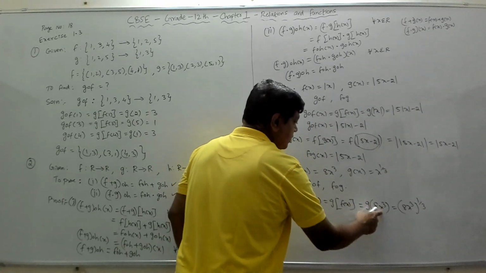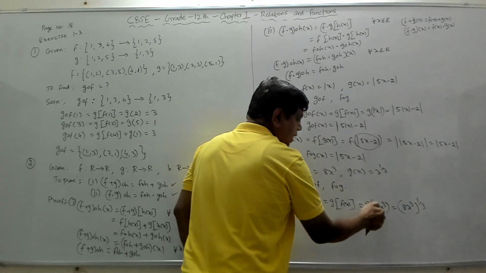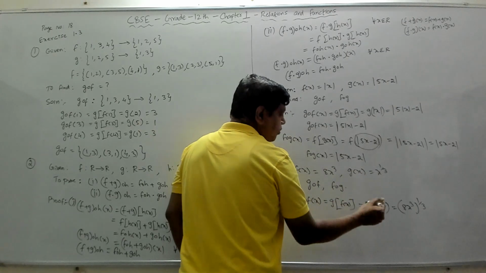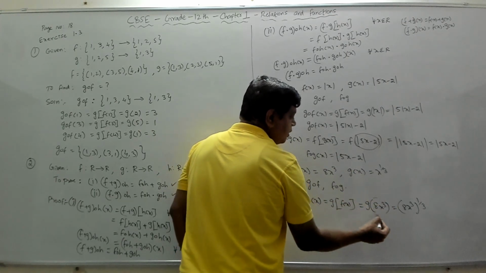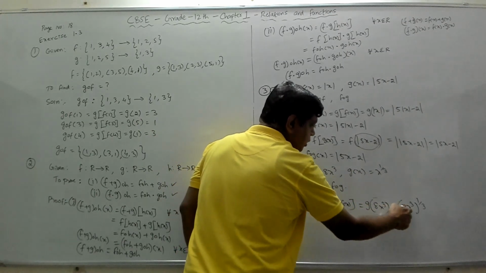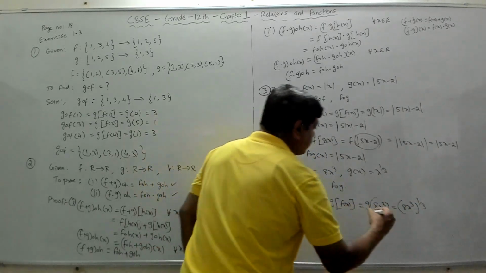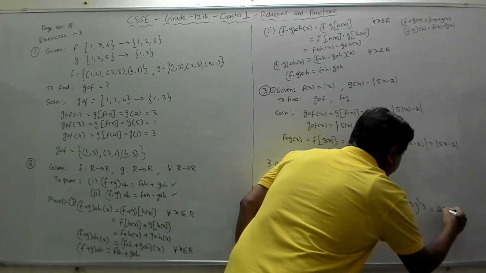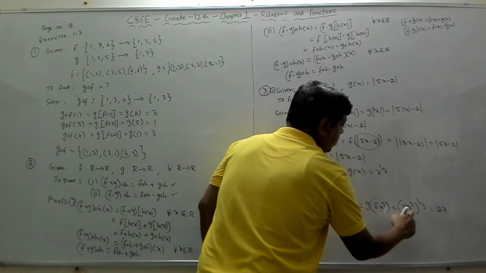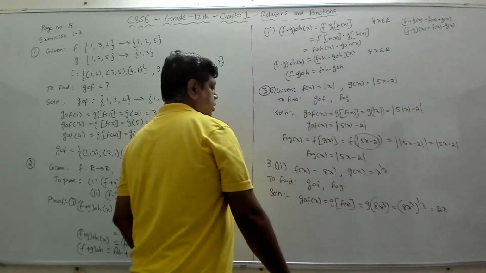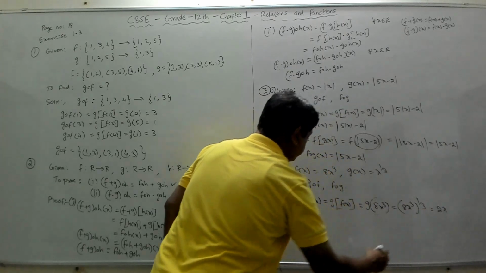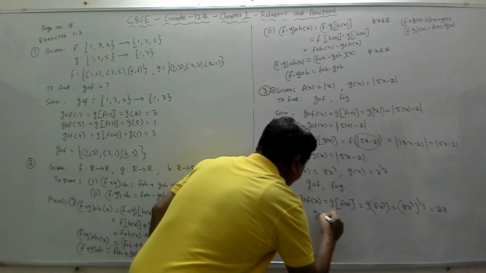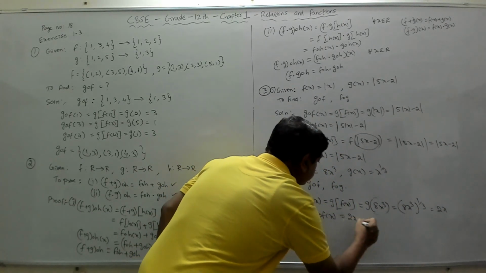This is like g of x is x power 1 by 3. When I say x, I will write 8x cube, because this entire thing should be treated as x. So what will that become? That will become 2x, because 8 power 1 by 3 is 2, and x cube power 1 by 3 is x. So g of f of x is 2x. I can write here that g of f of x value is finally 2x.